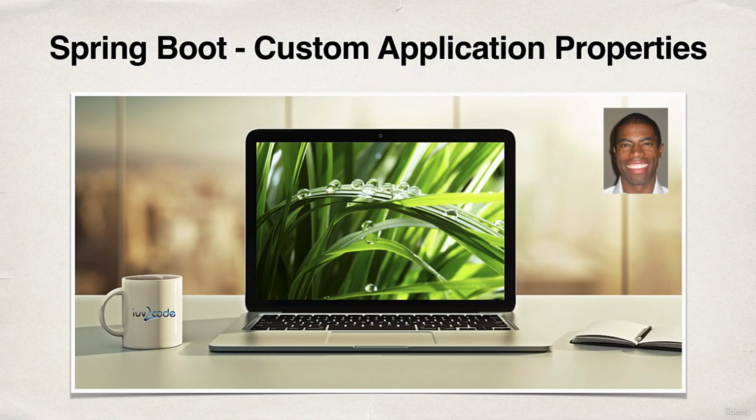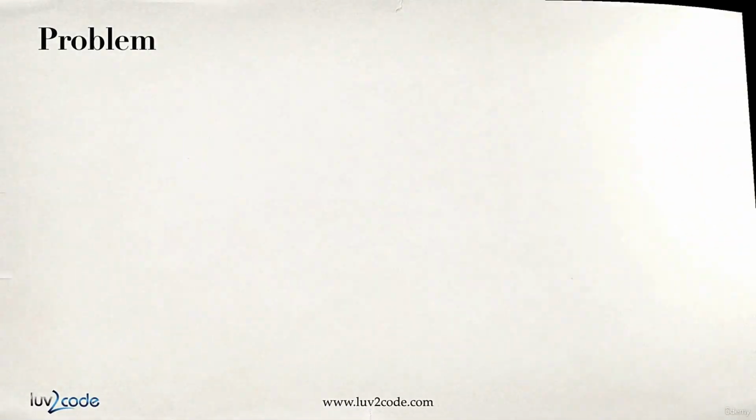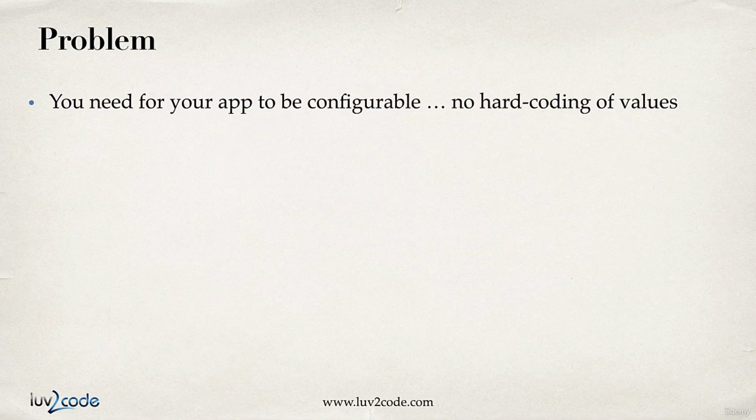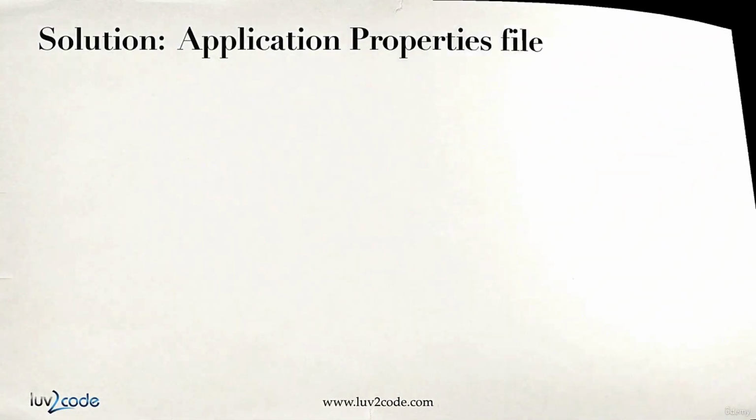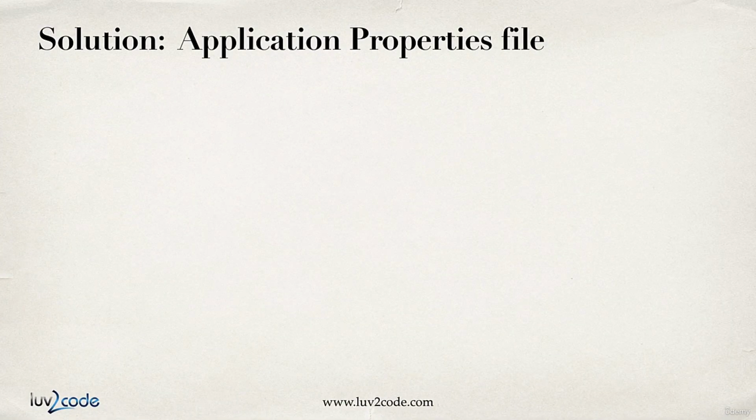In this video, we'll cover Spring Boot and custom application properties. So you have a problem. You need your app to be configurable, with no hard coding of values, and you also need to be able to read app configuration from a properties file. So the solution is to make use of an app properties file.